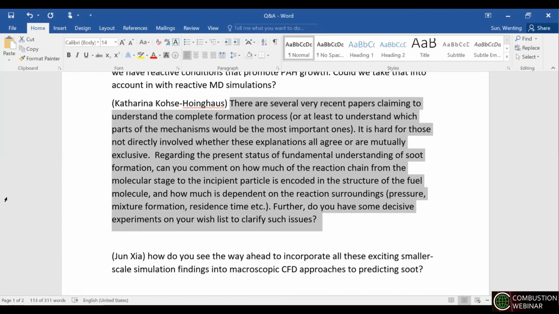Regarding the present status of the fundamental understanding of soot formation, can you comment on how much of the reaction chain from the molecular state to the incipient particle is encoded in the structure of the fuel molecule, and how much is dependent on the reaction surroundings, like pressure, mixture fraction, residence time? Further, do you have some decisive experiments on your wish list to clarify such issues?